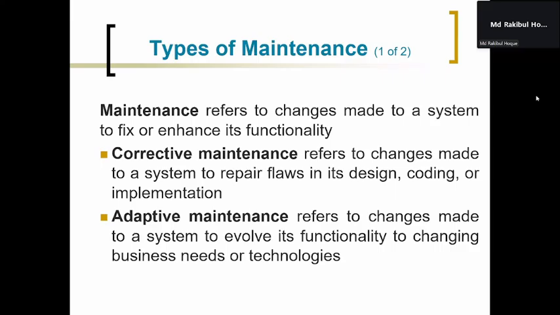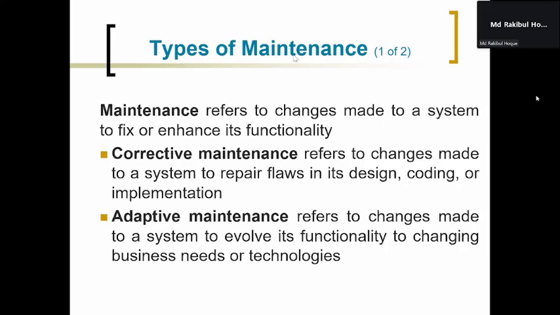There are different types of maintenance. One is corrective. Corrective is the very traditional maintenance type. Corrective means there are some errors, some flaws, some bugs, and you just correct them. Like there are some errors in coding, in planning, in implementation, or in design. You just correct the design, or correct the coding, or correct the implementation stage.